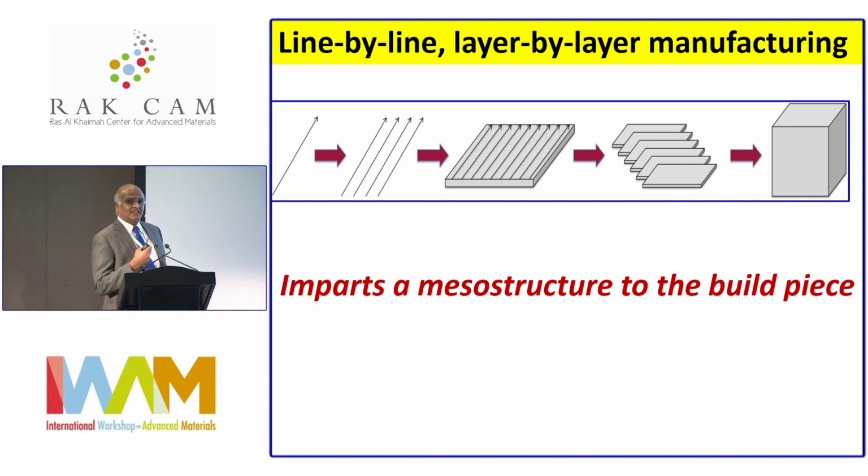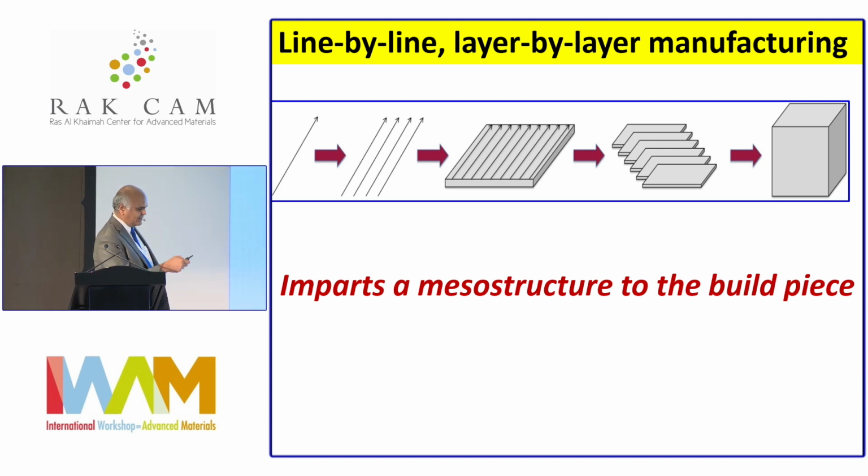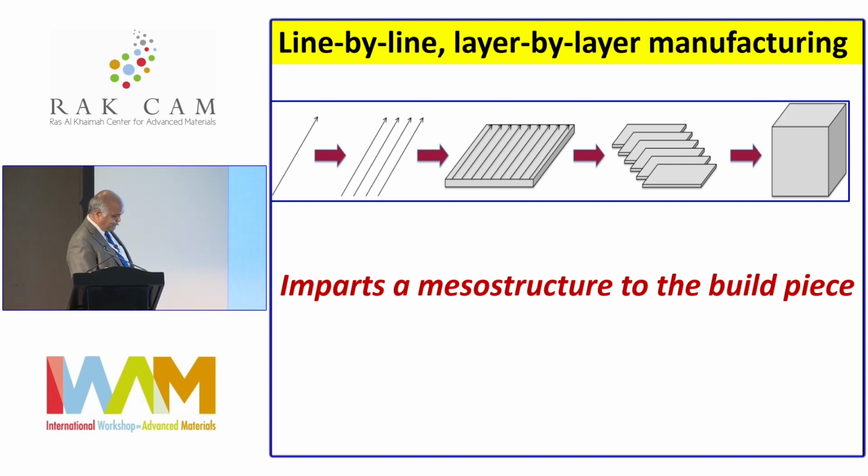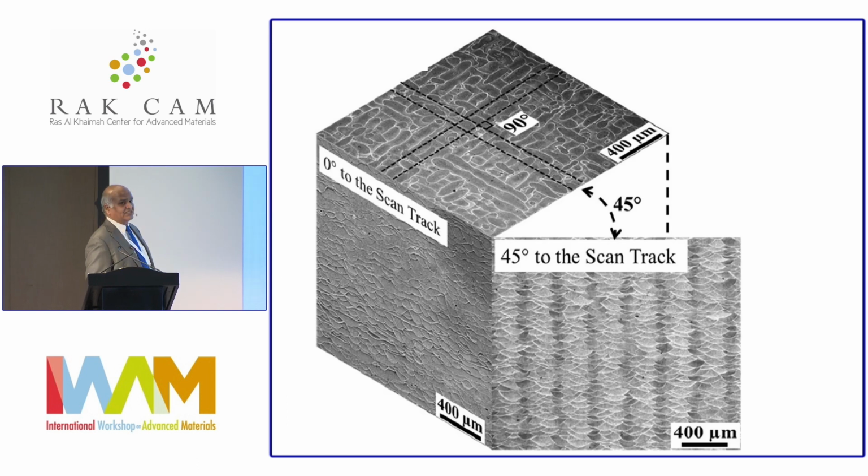You're essentially, at any instance, building things line by line, as you scan the laser along the lines, which are overlapping with each other, and then you build layer by layer to get your 3D part. This imparts a mesostructure to the material, right? So this is the mesostructure that I'm talking about. This is an aluminum silicon alloy.